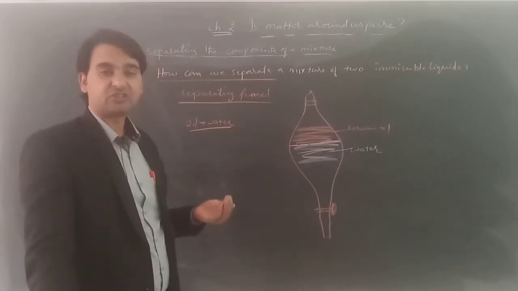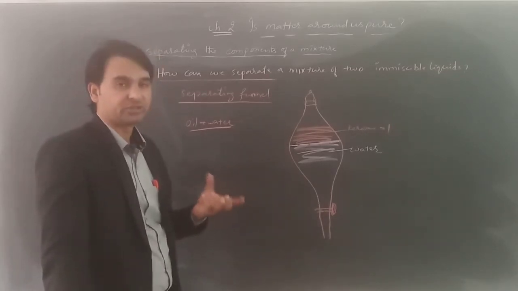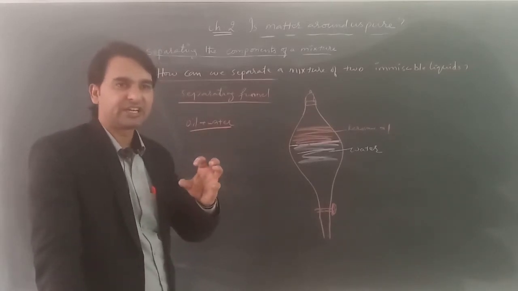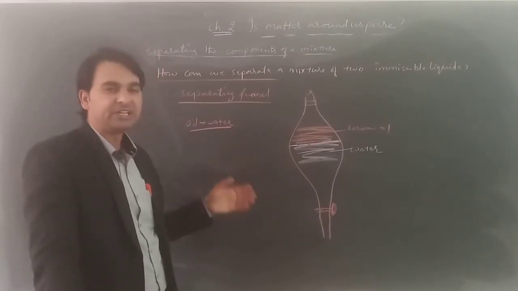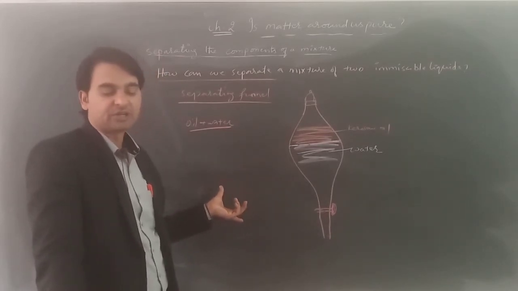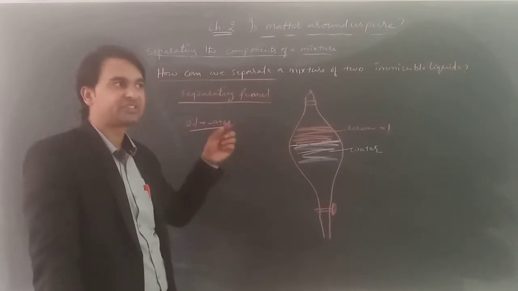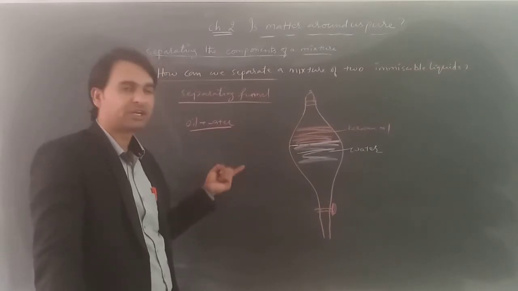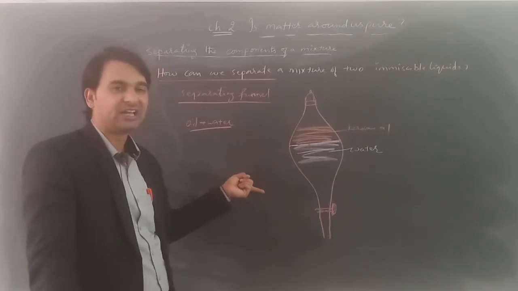A similar process is also used in the extraction of iron from its ores. Ore is nothing but a mixture. So iron, when it is mixed with different types of substances, when it is extracted, the impurities are removed from the top by this method. Whatever kind of slag there is, which is nothing but impurities, is removed from the top by this separating funnel method.